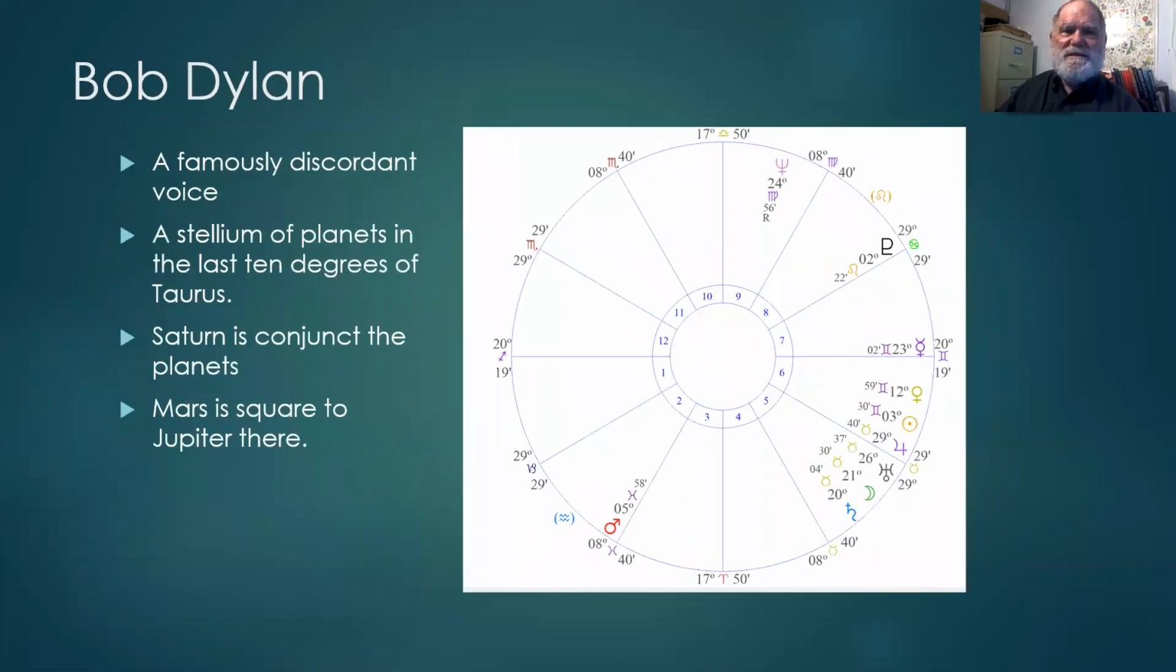Here we have Bob Dylan's chart. A man with a famously discordant voice. A genius, absolutely a musical genius. He has tremendous harmonies there. He has this stellium of Taurus planets down here, with a beautiful trine up here to Neptune.